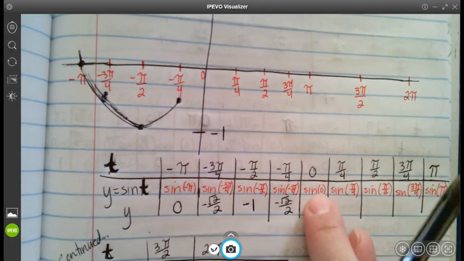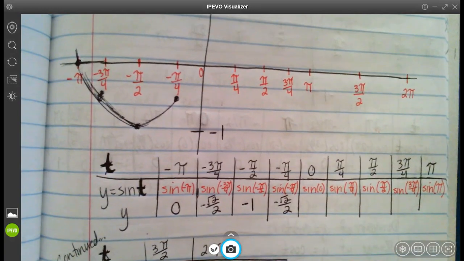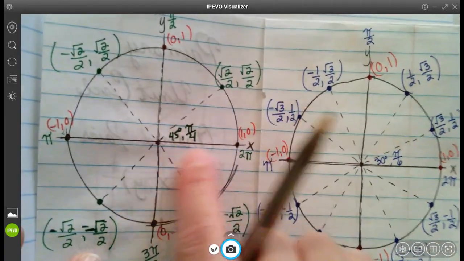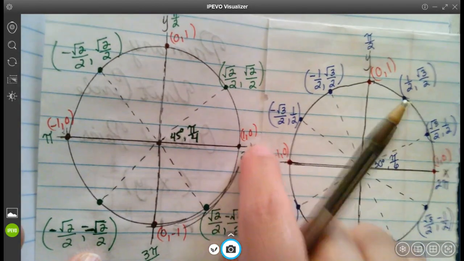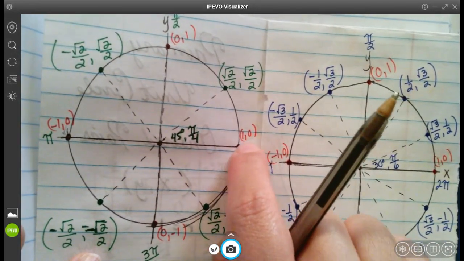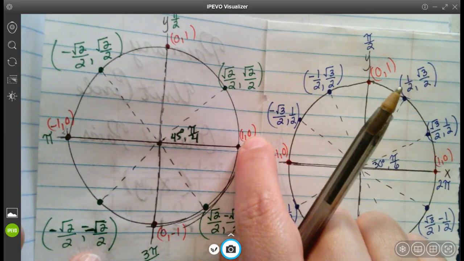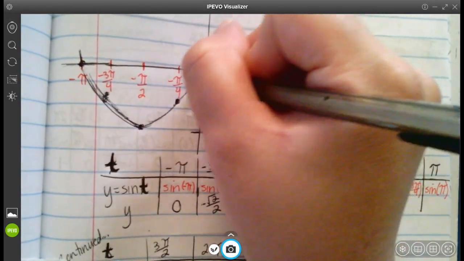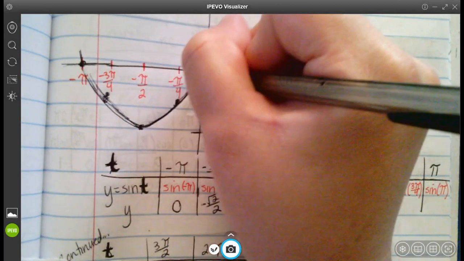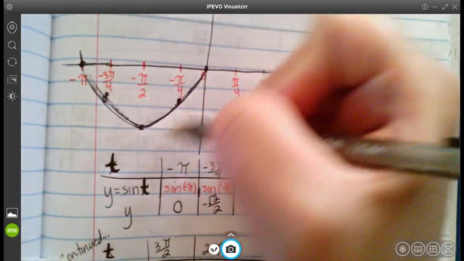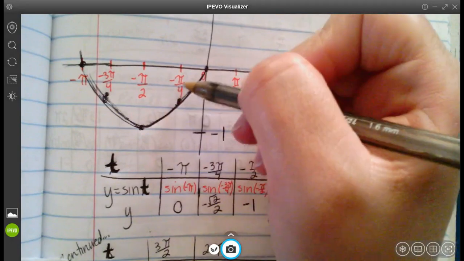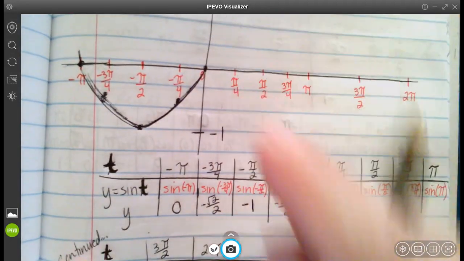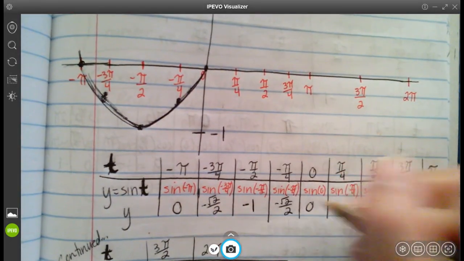Next one, sine of 0. That one shouldn't be too hard to find because 0 is right in the beginning, right? 0 is right here. It always starts here. So my y value here is 0. So there it is. And it should look kind of like that so far. It's kind of like a little mini parabola, right?